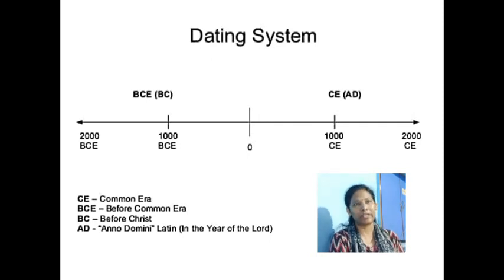Before that, I am going to explain to you about BCE and CE. All four civilizations took place in the period BCE, and the era in which we are living, we use CE. That means BCE is Before Common Era and CE is Common Era. Earlier it was used as BC and AD, but presently it is used as BCE and CE.